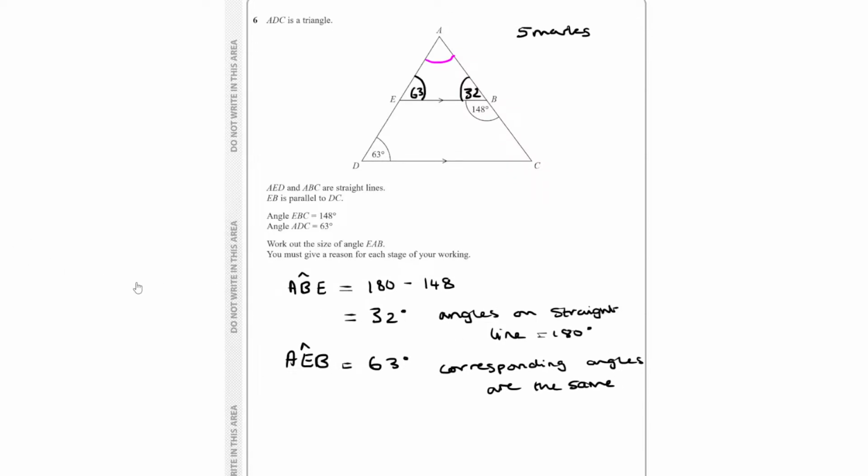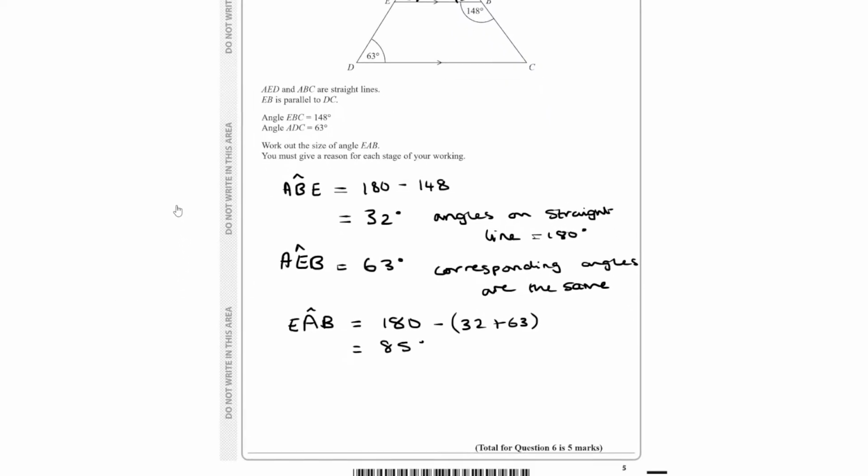So as I said, because I was looking for it, it is a triangle at the top, isn't it? We obviously all know that angles in a triangle add up to 180, so that's my last step. So what do they call it? EAB. So 180 minus both of the others. So 32 plus 63. So that's 95. Take that away is 85. And then you just write because angles in a triangle add up to 180.